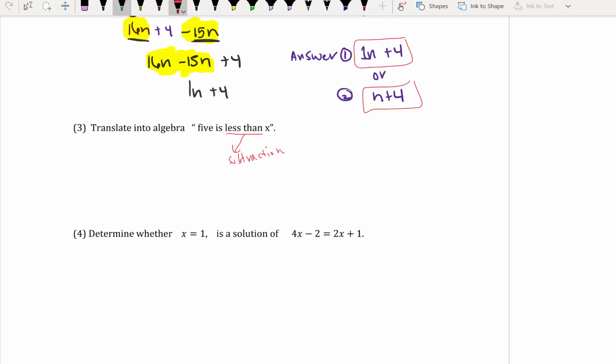And so when we read that 5 is less than x, well, you're actually going to write an x, subtraction, and then you have that number 5. So x minus 5 is going to be 5 is less than x. So that is going to be your answer.